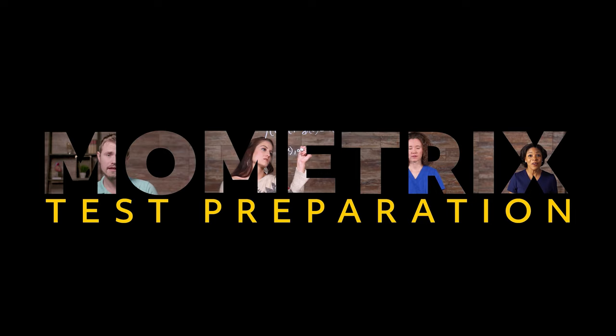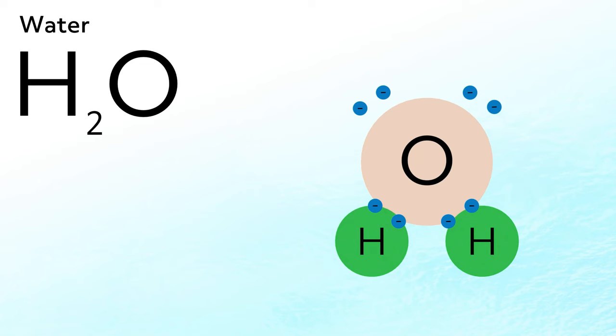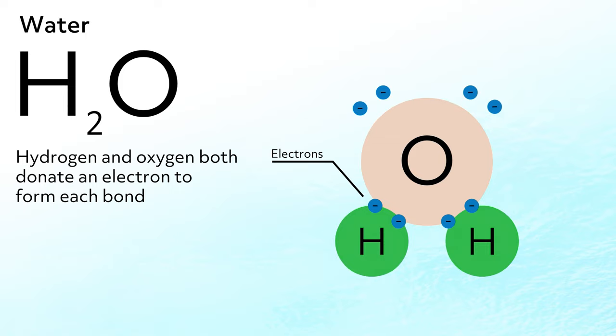To understand the macroscopic properties of water, we need to understand the molecular properties first. So let's start by looking at the structure of an individual water molecule. We know the chemical formula of water is H2O, two hydrogens covalently bonded to one oxygen. This means that the hydrogen and oxygen both donate an electron to form each bond.